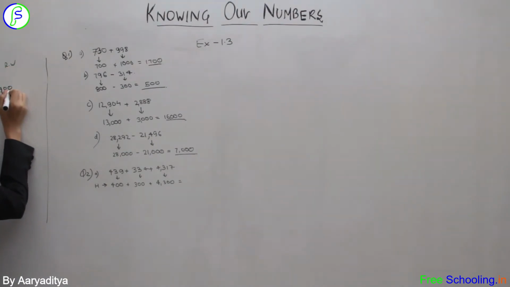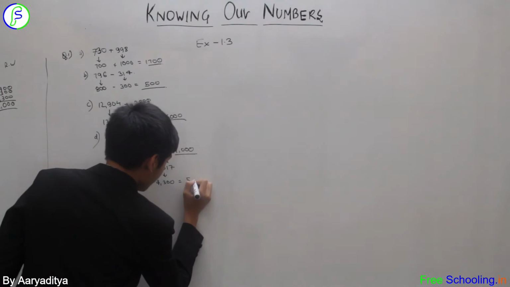400, 300, 4,300. Let's do 0, 0, 4 plus 4, 6 plus 4, 10, 1 carry on, 5,000. So the estimated value would be 5,000.